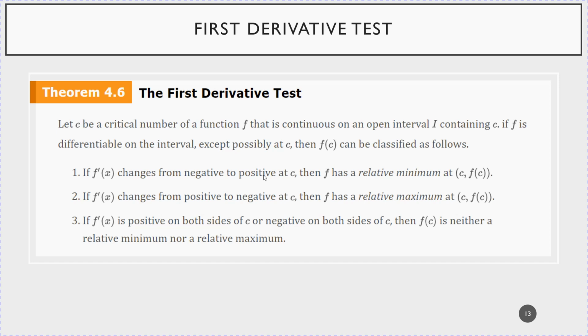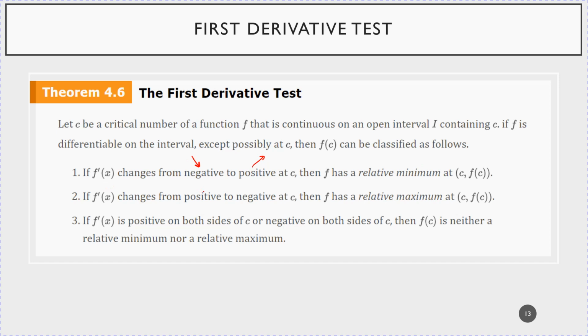Let c be a critical number of a function f that is continuous on some open interval I containing c. If f is differentiable on the interval, except possibly at c, then f of c can be classified as follows. If f prime changes from negative to positive at c, what that means is, if you're negative, you're decreasing, so the function is going down. Then it changes to positive at c. Think about how you would draw that. You'd be at a valley. Then f has a relative minimum at c, f of c.